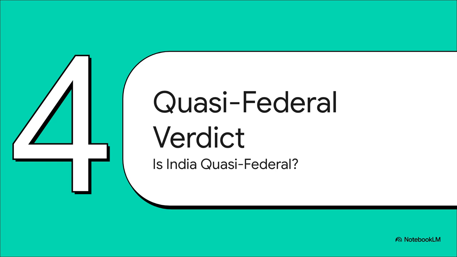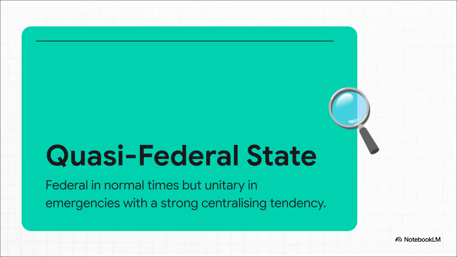Section 4. The Quasi-Federal Verdict. A quasi-federal state is a system that is not truly federal, combining a federal structure in normal times with unitary features in special situations, creating a strong centralizing tendency. Write this exact definition down. Seriously, this phrasing is the precise terminology the KSLU evaluator will be vigorously hunting for. It proves you understand that our Constitution isn't some failure of federalism, but rather a deliberate, pragmatic design.